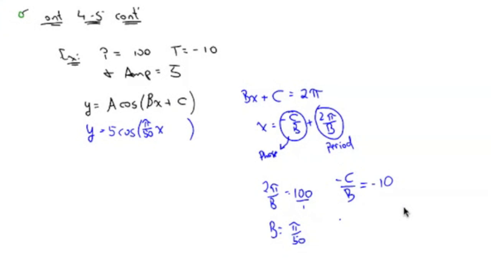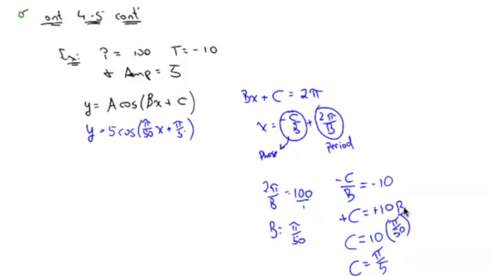But I highly suggest you write this as positive c is equal to positive 10 times b. Get the b on the other side, because if you put it in the fraction form, it gets kind of weird looking. So this becomes c equals 10 times, well, what is b? Pi over 50. So c has to equal pi over 5. And it's positive pi over 5. So when we come back over here to the cosine function, we just go plus pi over 5. And you're done. This function has an amplitude of 5, has a period of 100, and it has a translation 10 to the left.